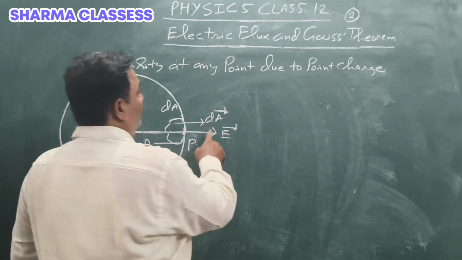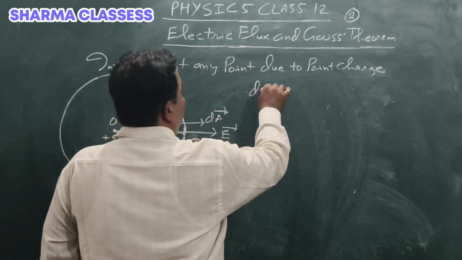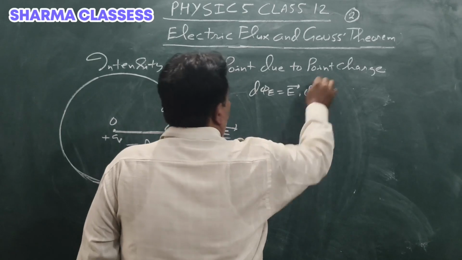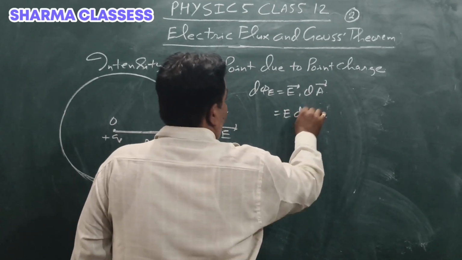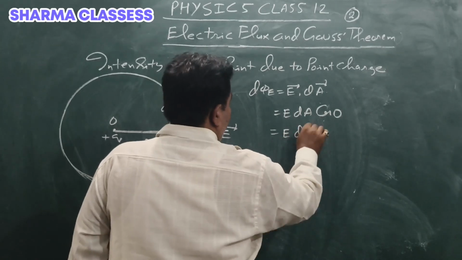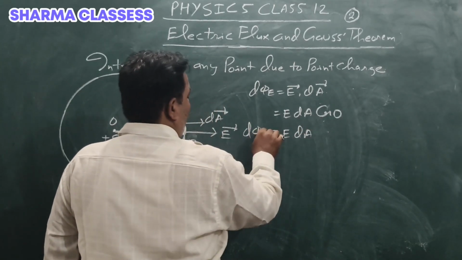So the electric flux passing through the small surface, d phi is equal to vector E dot dA. It means E dA cos 0, since they are parallel to each other, so E dA. This is the electric flux passing through the small surface.